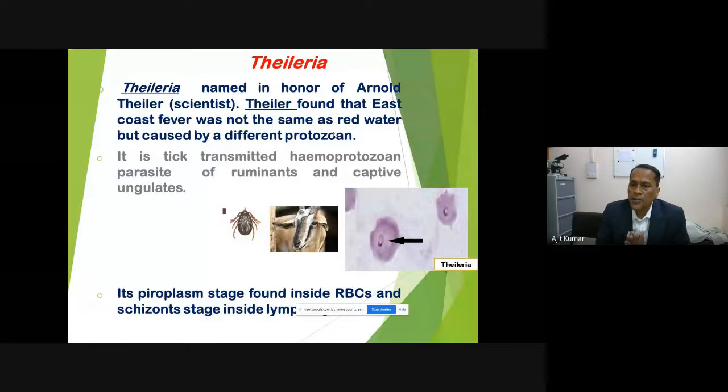We have discussed economically important parasites, which cause large economic losses to the farmers as well as the country. Theileria is another hemoprotozoan parasite which mainly affects cattle as well as sheep and goats, but it is found inside the RBC. This is the Theileria parasite found inside the RBC. Theileria is a tick-borne disease because its vector is a tick, which transmits it from one host to another host.